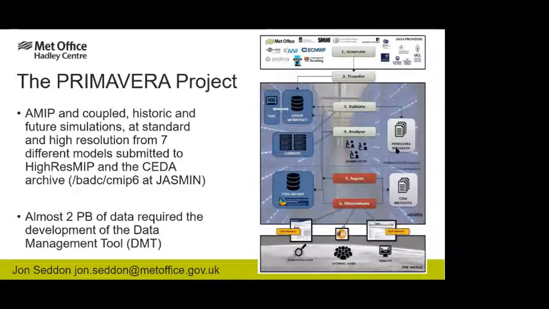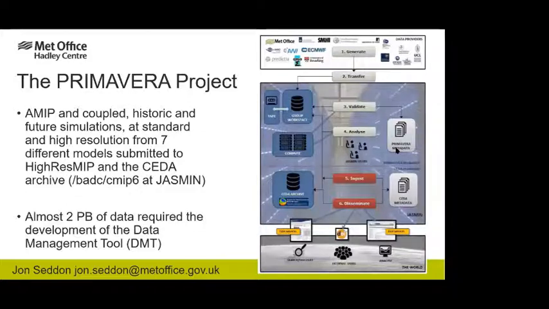So we check the metadata is correct, the files are in the correct format. Then also we strip out the metadata and store it in the PRIMAVERA database. The data is then moved from group workspace directly to tape, and the data is deleted from group workspace to free up disk space for more data to be uploaded.